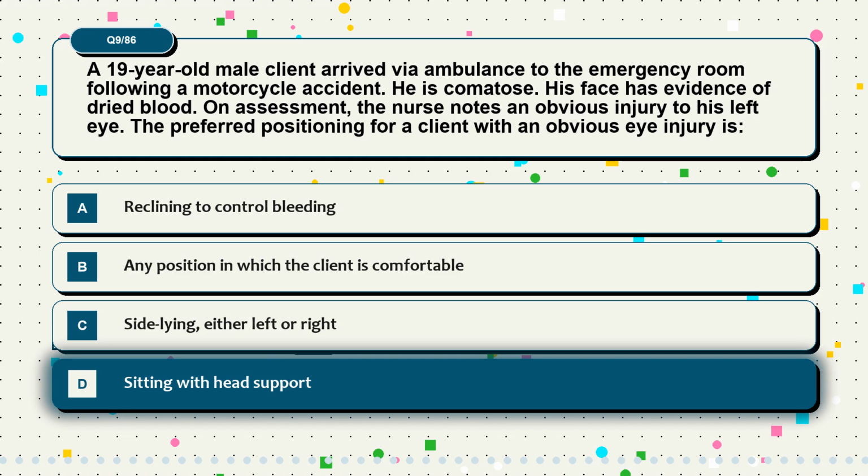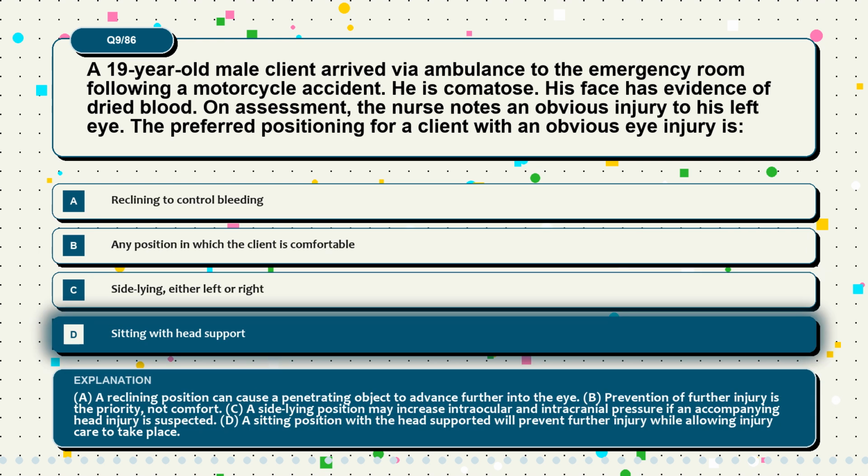Sitting with head support. A reclining position can cause a penetrating object to advance further into the eye. B. Prevention of further injury is the priority, not comfort. C. A side-lying position may increase intraocular and intracranial pressure if an accompanying head injury is suspected. D. A sitting position with the head supported will prevent further injury while allowing injury care to take place.